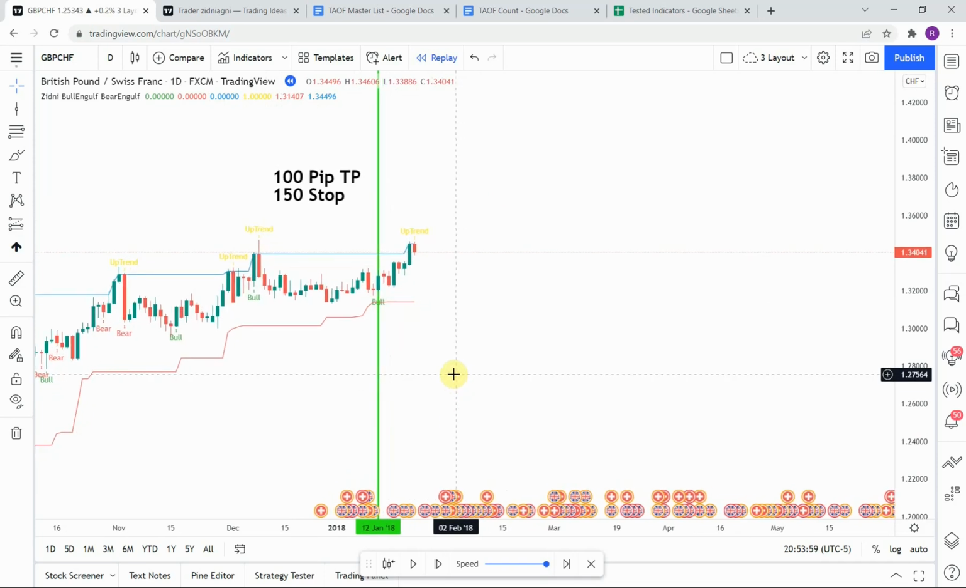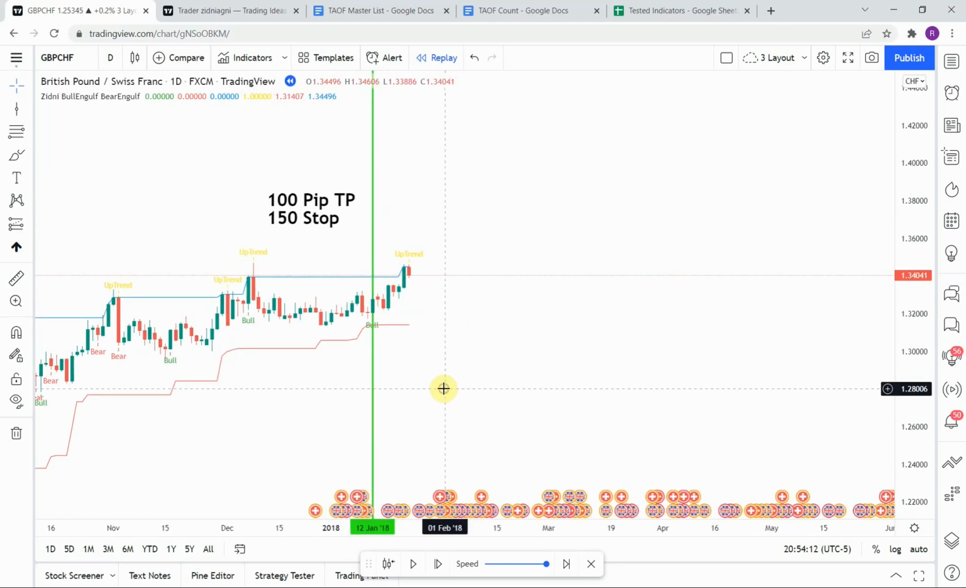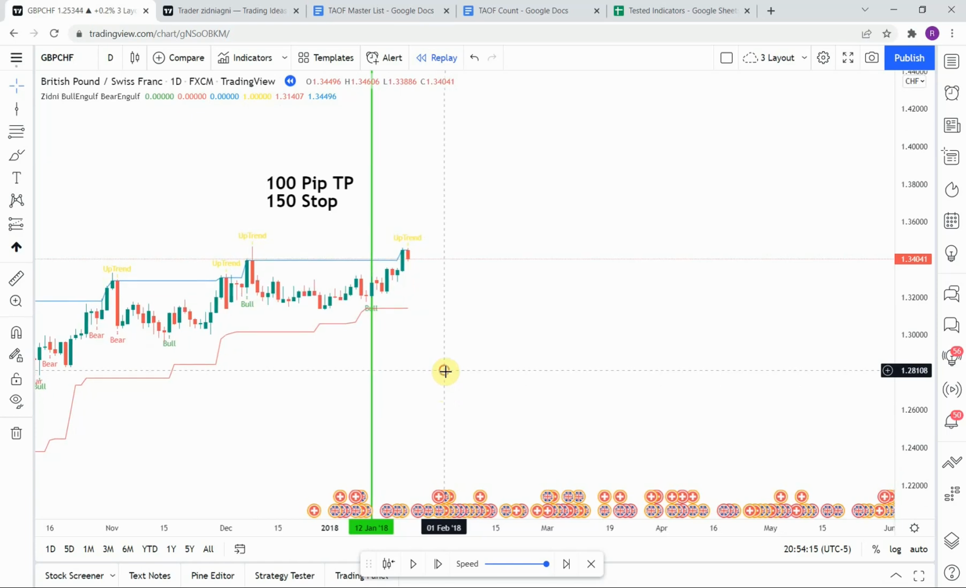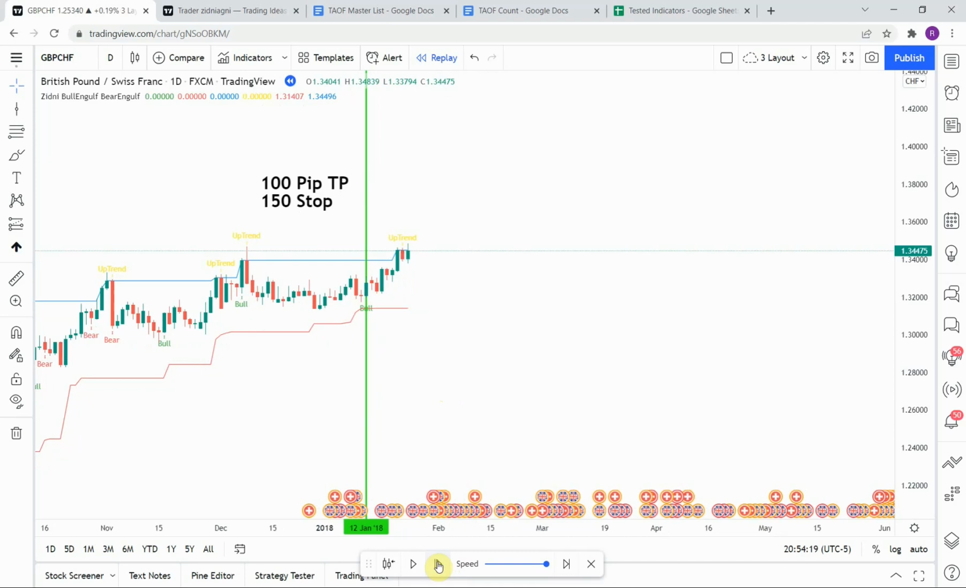And now you can see that we're picking up another uptrend right here. Now it doesn't have to be uptrend then bull signal. It can be uptrend and then get bull, bull, bull, however many bull signals we get, and kind of continuation type trading as well. So just to make that a little bit clear. Let's go ahead and continue on.